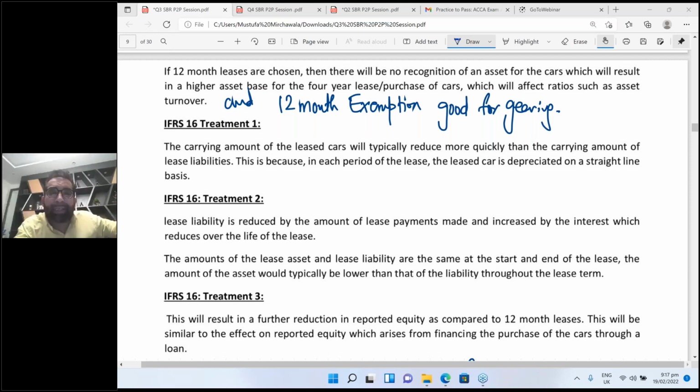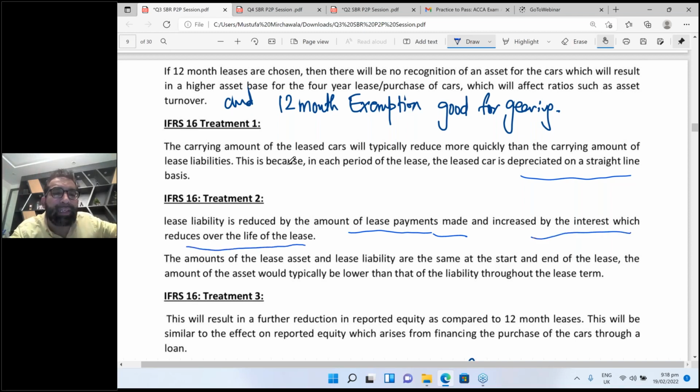Stay calm. Wait, the carrying amount of the leased car will typically reduce more quickly than the carrying amount of the lease liabilities. This is because in each period the leased car is depreciated on a straight line basis. On the other hand, lease liability is reduced by the amount of lease payments made and increased by the interest, which reduces over the life of the lease. Slow. First read it and think. I'll show you some entries as well.